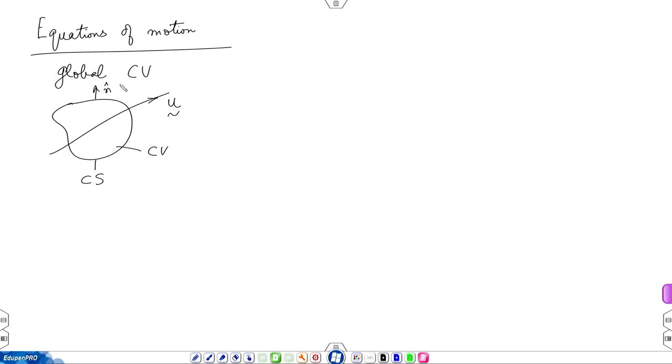The analysis is carried out for the fluid medium, continuously distributed fluid medium. But in applications, we are always asking this question: what is the force acting on the object? The solid surface is the key. The analysis is of the flow field.